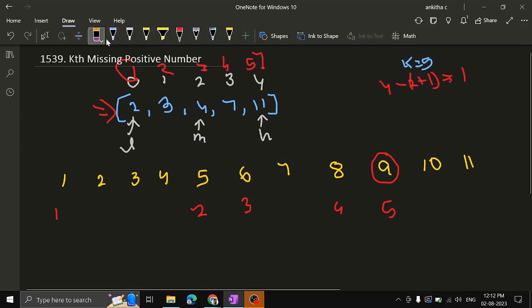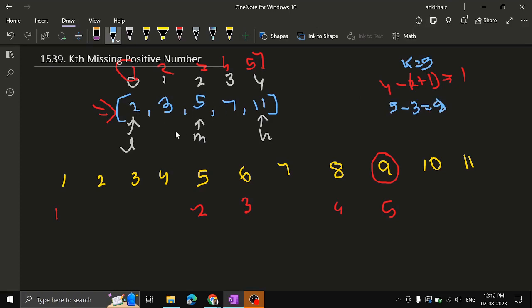If instead of 4, let's say I had 5 as the number, then 5 minus (2 plus 1), 5 minus 3, would be equal to 2. Are two elements missing in the array at this position? Yes, they are: 1 and 2 are missing, 3 is present, and 4 is not present.